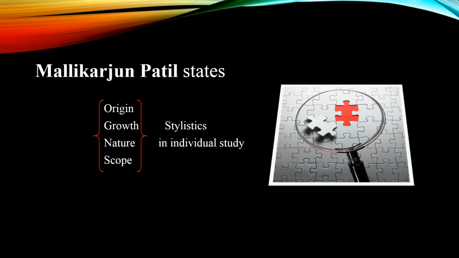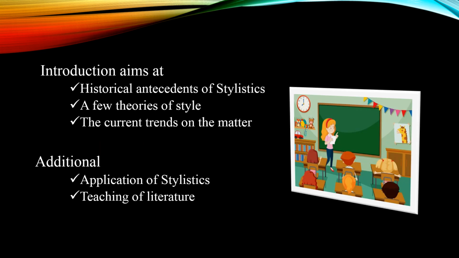The next critic, called a stylistician, is Malikarjun Patel. He states the origin, growth, nature, and scope of stylistics in individual study. So it is not a combined one. Stylistics consists of a separate origin, separate growth, and a separate nature and scope for individual study. He aims at three major focuses.